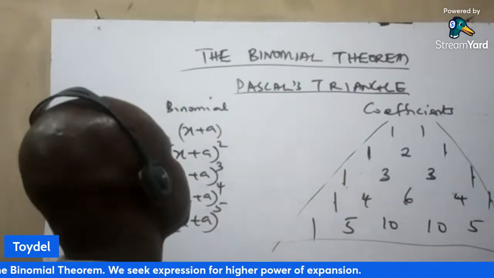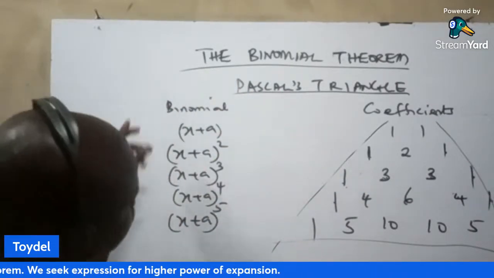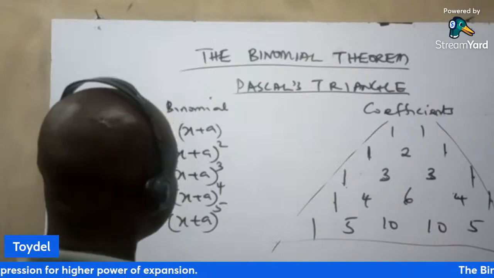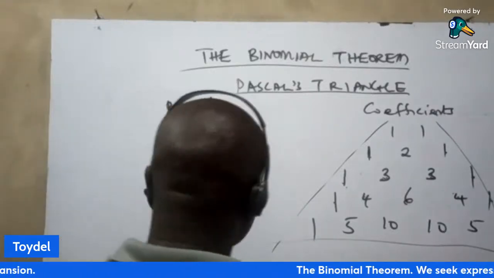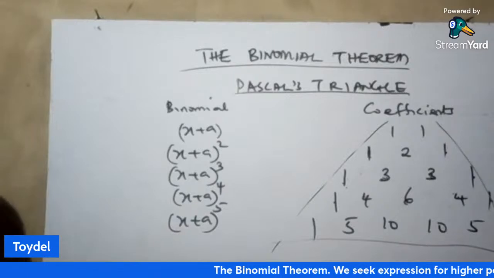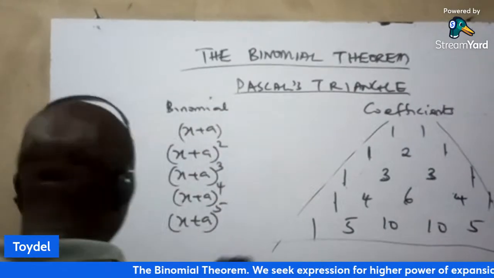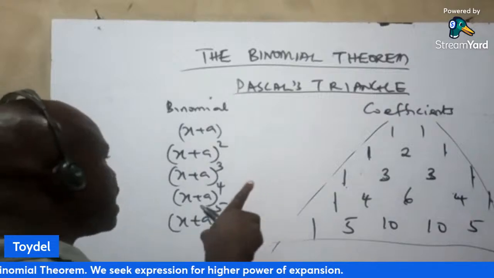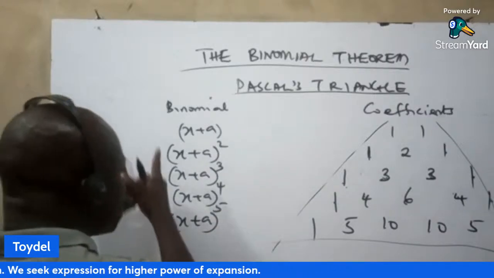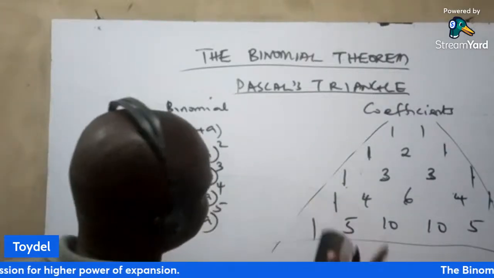I'm going to give about 2 examples under binomial theorem before we introduce the binomial expansion formula, where we are going to make use of the combination method. So I will want to take an example on this. Why do we have this Pascal triangle? This Pascal triangle will only help us to generate the coefficients of each of these expansions.